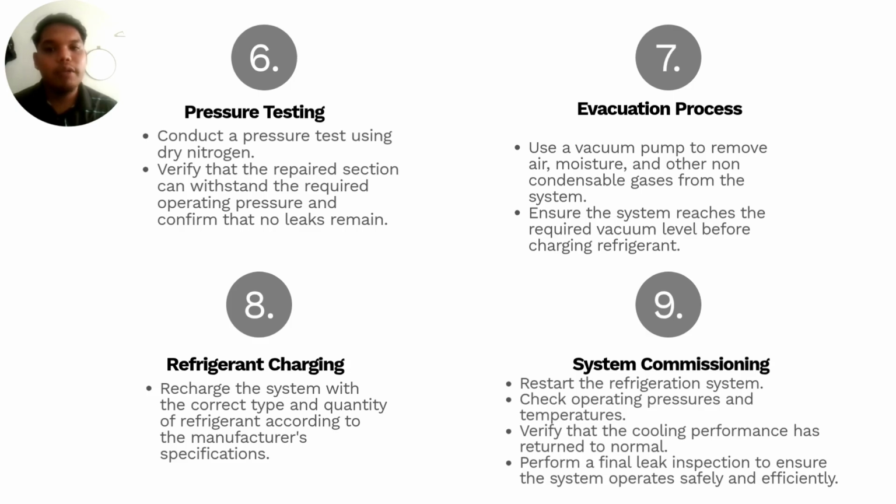Finally, system commissioning is carried out. The refrigerant system is restarted and operating pressure and temperature are checked. A final leak inspection is performed to ensure that the system operates safely, efficiently, and without any further refrigerant leakage. In summary, following this safe work procedure helps ensure technician safety, protects the environment, and maintains the efficient operation of the refrigeration system.